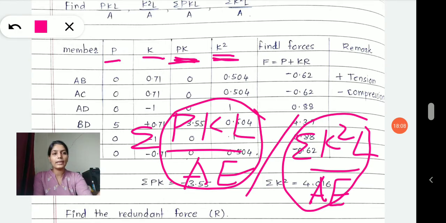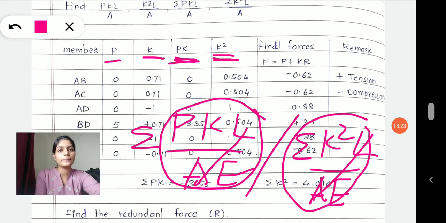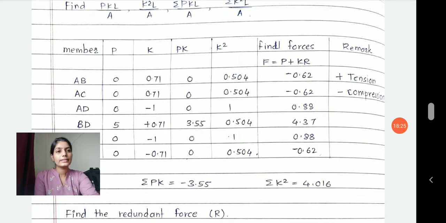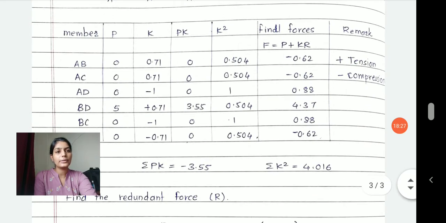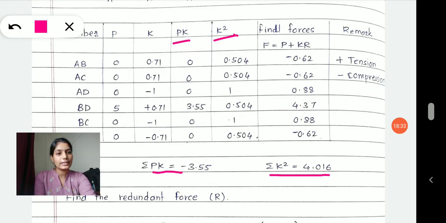L upon AE and L upon AE will get cancelled in this problem because both the values will be the same. L upon AE is the same for each and every member. Therefore, L upon AE from numerator and denominator get cancelled with each other. Next, once you calculate the PK and K square, do the summation of PK and K square.